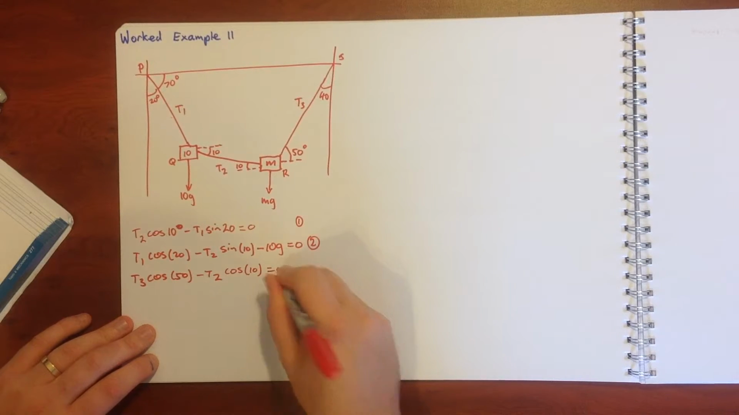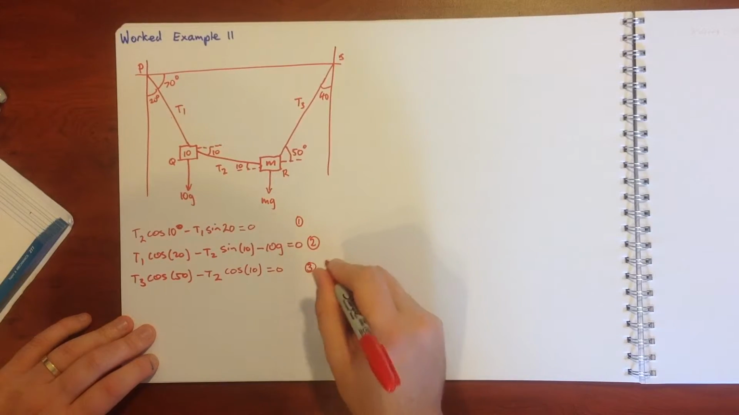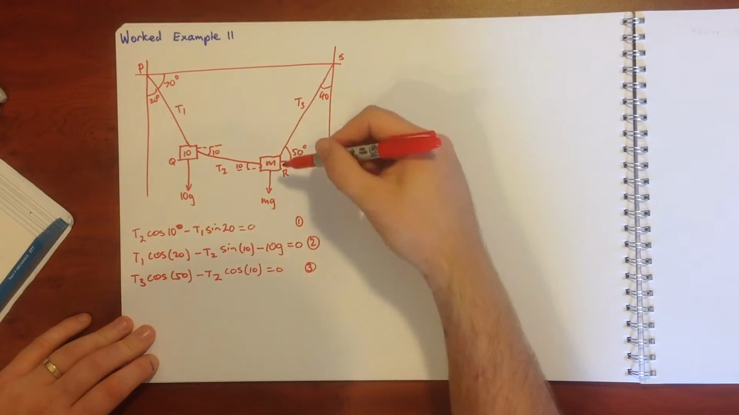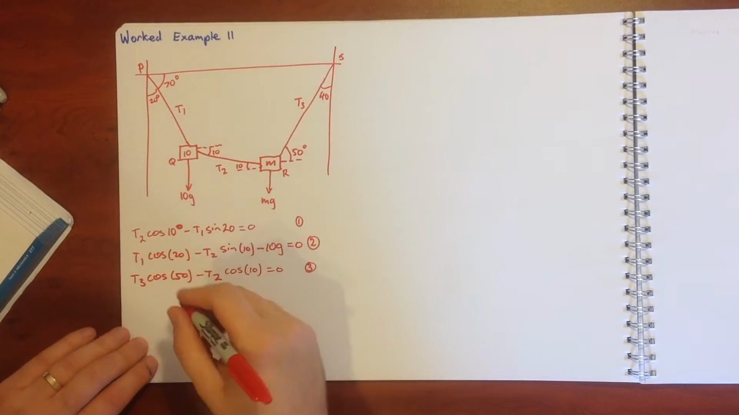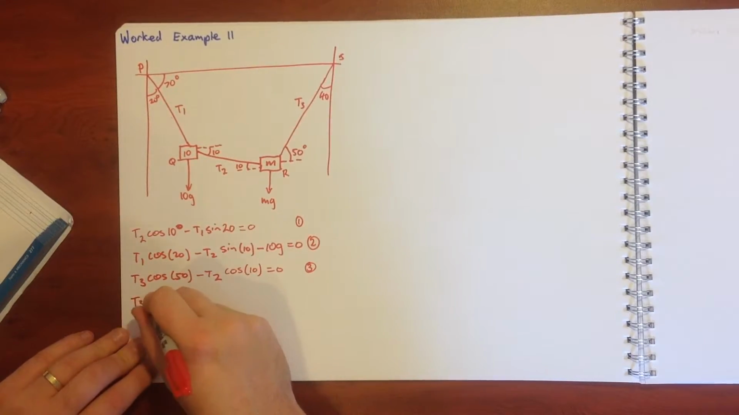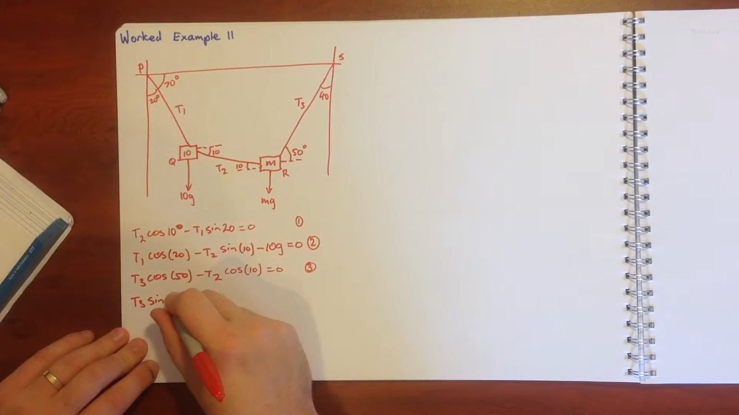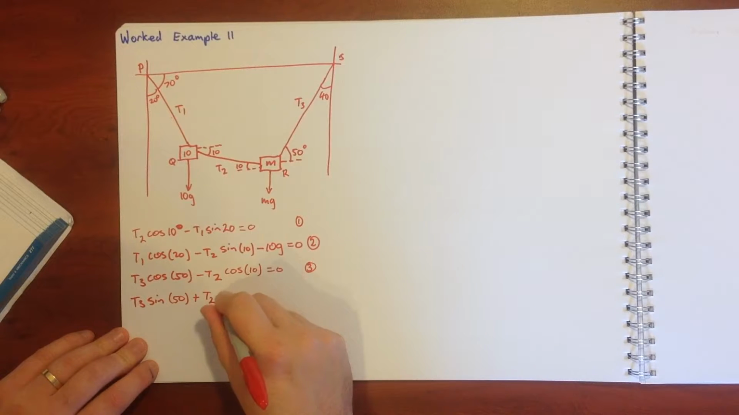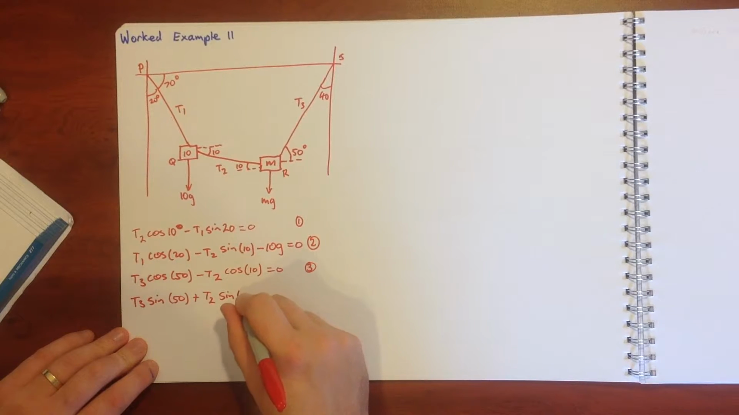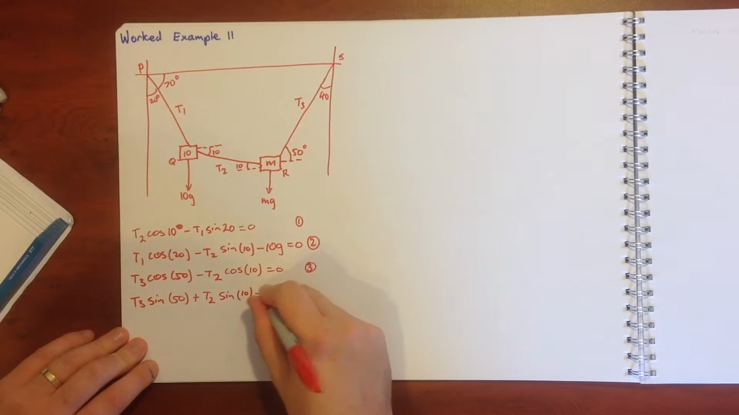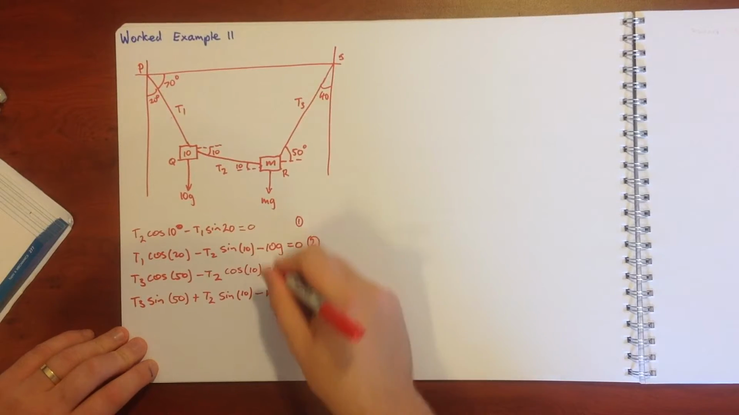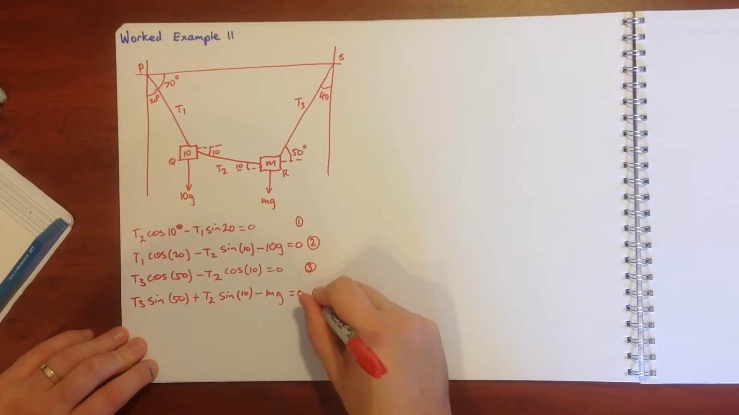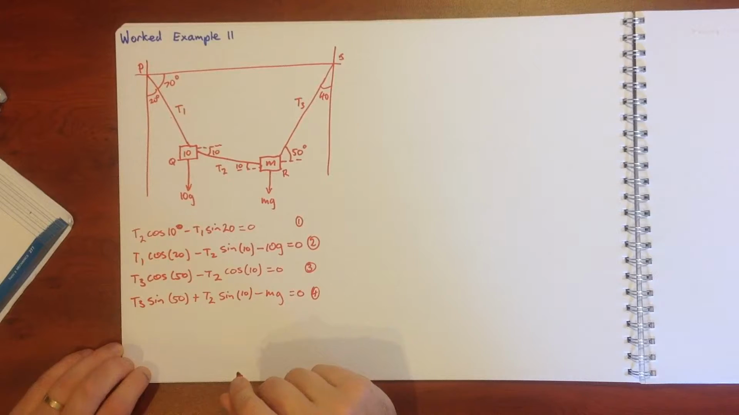Okay, well that's got to equal 0, and that's going to be equation 3. Okay, now we need to do vertically around this one. So we're going to be saying T3 sine of 50 plus T2 sine of 10, take away our mg, one going down, and that's going to equal 0. That's going to be equation 4.